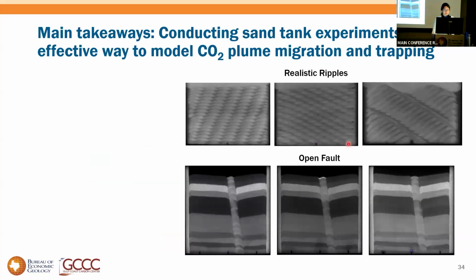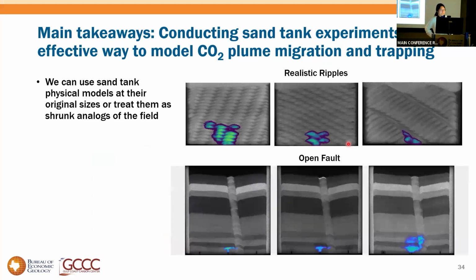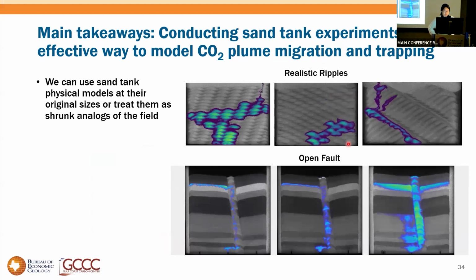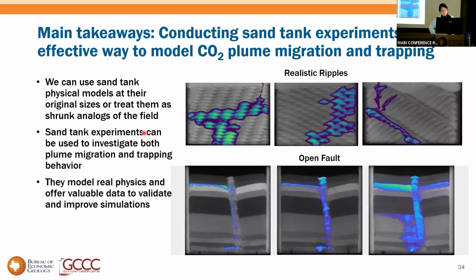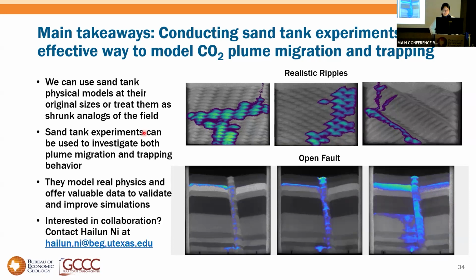And that brings me to the end of my talk. The main takeaways are that we can use sand tank experiments to model CO2 plume migration and trapping. And then we can use these sand tank models either at their original sizes or treat them as shrunk analogs of the field. They model real physics and can offer valuable data to validate and improve simulations.